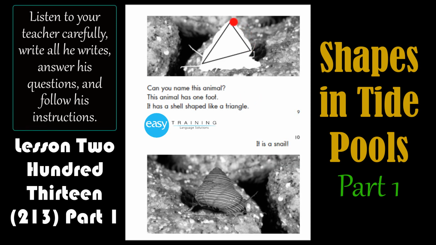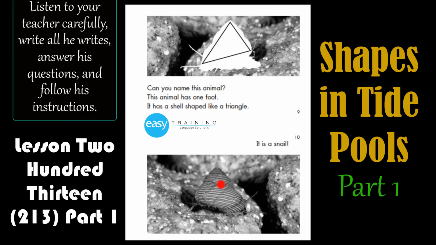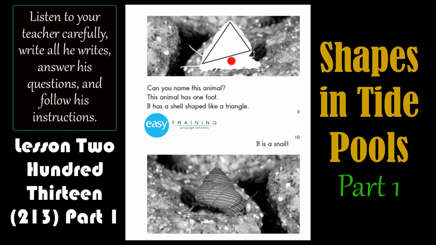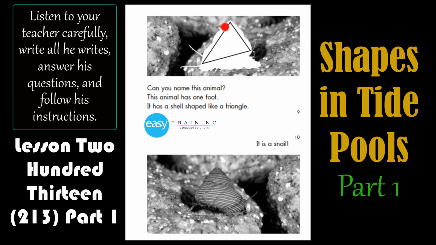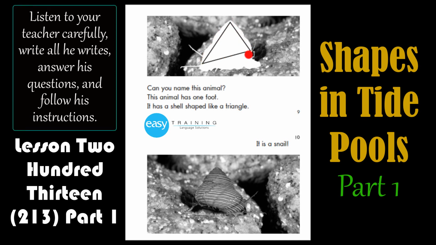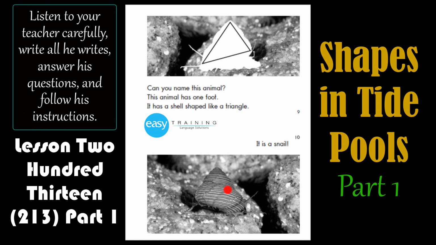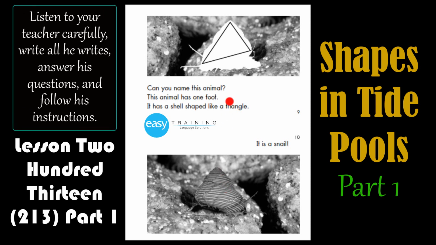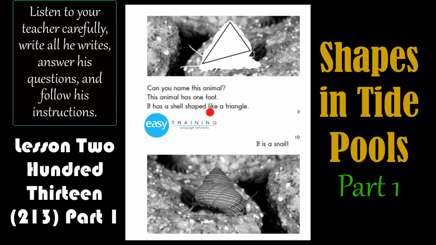Here is another shape. The shape of this animal. Can you name this animal? The writer asks. And the writer says this animal has 1 foot. And it has a shell. And the shell is shaped like a triangle. Here is a triangle. This animal is called a snail. It is a snail. Then we can say that a snail has 1 foot and a shell, and that the shell is shaped like a triangle.